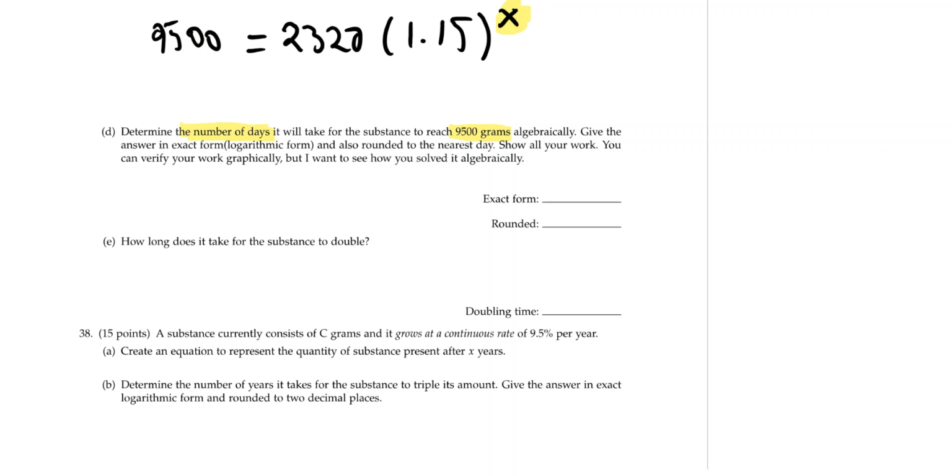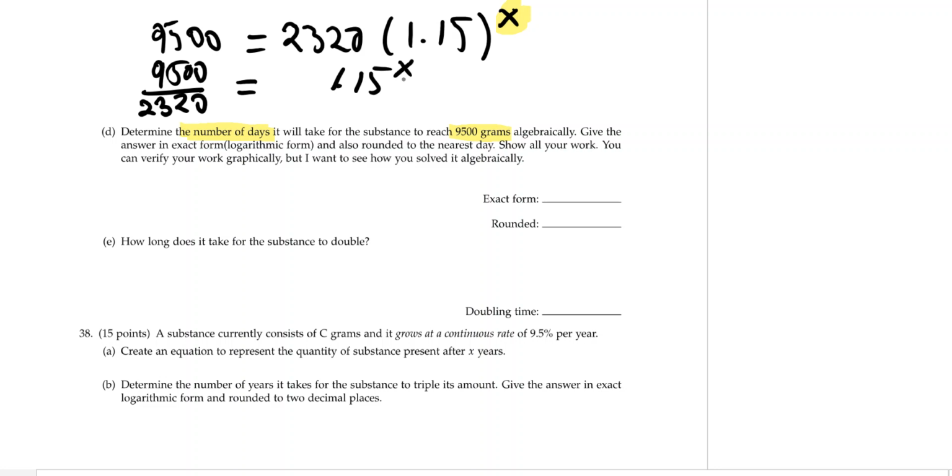So I'm going to divide both sides by 2320. So it will be 9500 divided by 2320 equals 1.15 to the X. What I'm solving for is an exponent, so in order to bring it down, remember we have to apply log to both sides. So let's apply log base 10.